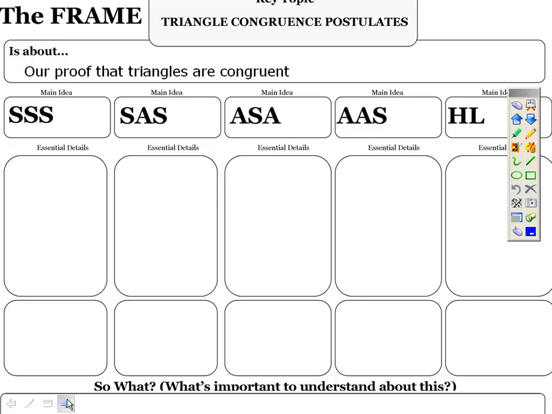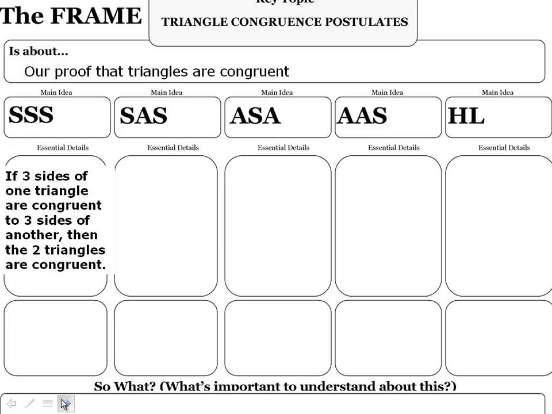So our key topic here is triangle congruence postulates, and this is about our proof that triangles are congruent. These are the ways we know triangles are congruent, and obviously we've got 5 of them. Our first one, SSS, stands for side, side, side. S stands for side in all of these. So if 3 sides of one triangle are congruent to 3 sides of another, then the 2 triangles are congruent.